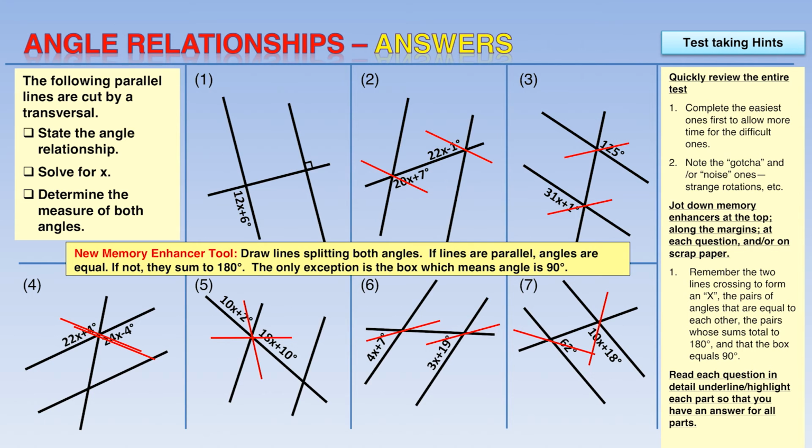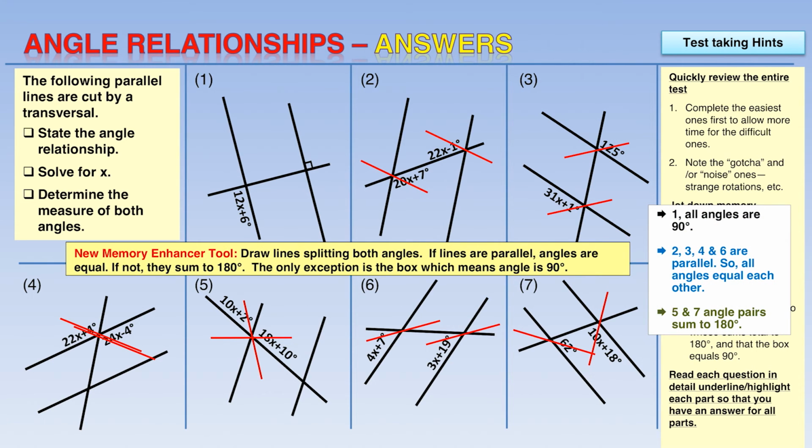And you can see then by this example, 2, 3, 4, 6 are parallel, so their angles are equal to each other. So we set up the equations such that one equals the other. 5 and 7 angle pairs sum to 180, so we add them and set those equations up as equal to 180. And since 1 has that box in it, automatically we know that all the angles in 1 are 90 degrees.